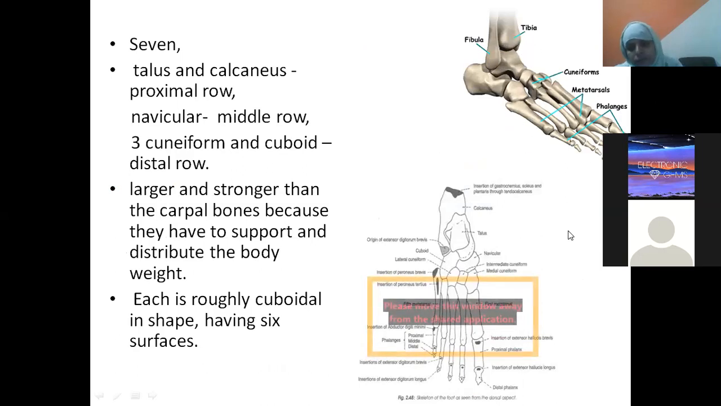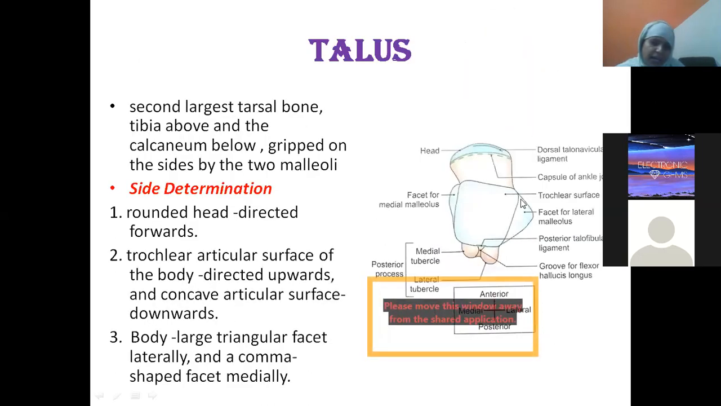Is that clear now at least, Iman? Yes, ma'am. Okay, that is better. Side determination: the rounded head is directed forwards. Then you just try to observe these facets better.